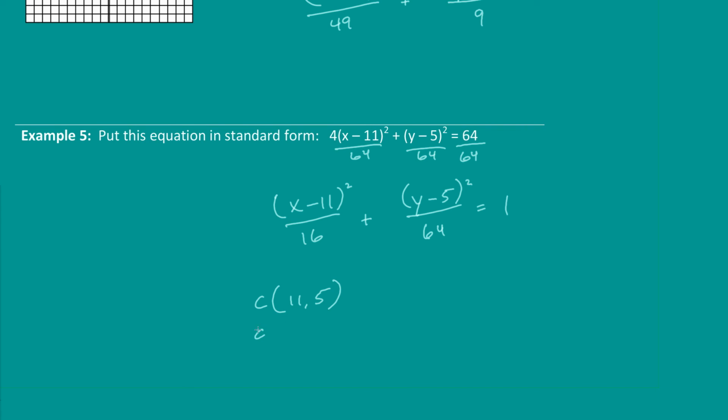We have an a value. Our major axis is right here. Our a squared is 64, so our a is 8. Our b is, the square root of 16 is 4. And we could also still find our c. Remember that our c squared equals a squared minus b squared. So a squared minus b squared would be 64 minus 16, which would be 48. So if we square root both sides, we get c equals the square root of 48.